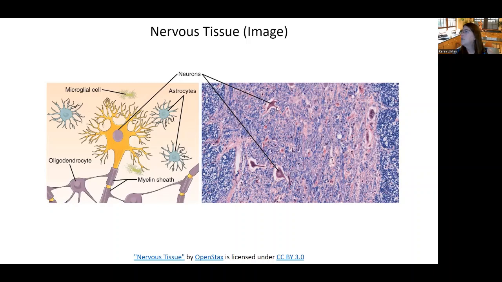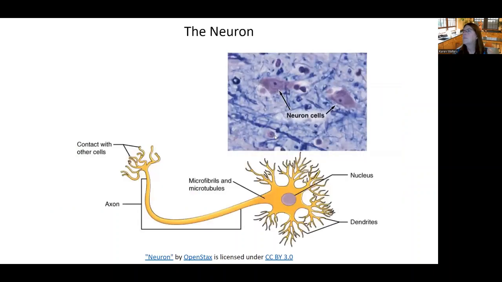They always have kind of that star-shaped appearance. You may have also seen these in your multipolar neurons slides from week 1. Your classic neuron, you should be able to draw that in your sleep. You will be able to after this class.